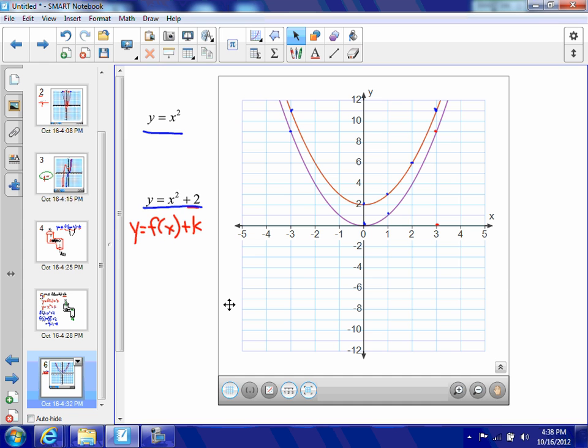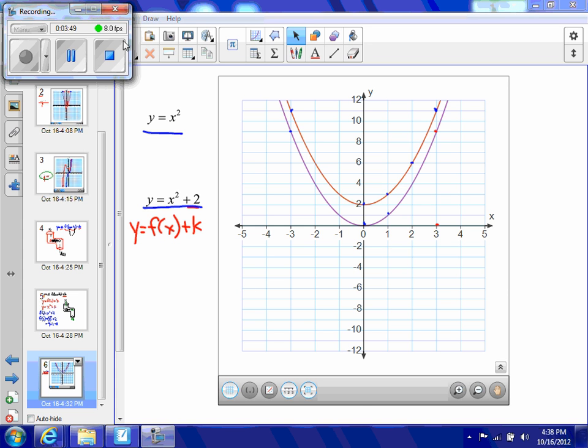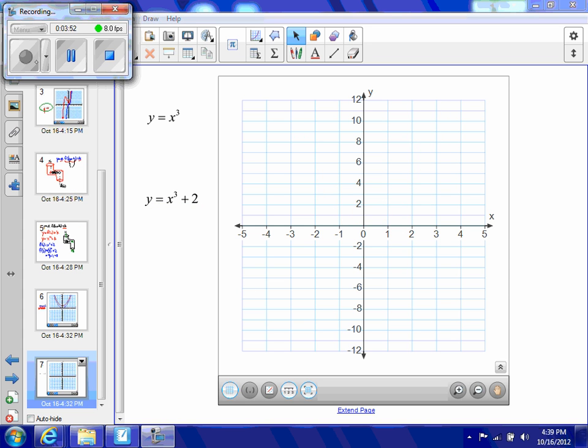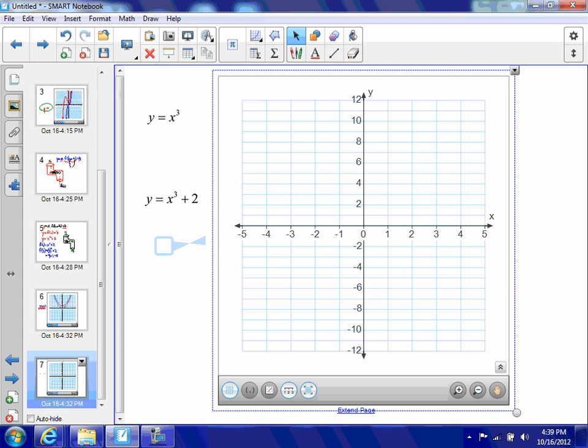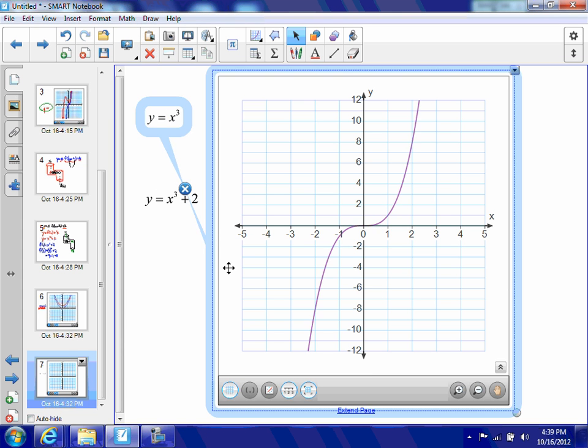So after my x goes through the squaring process, after my x goes through the function, I add my k, which is 2, and I just raise the graph vertically by those 2 points. Let's just look at the k for a different parent function, a parent function of x cubed. So now I'm going to look at what happens when I add a k of 2. It jumps up 2 in every single spot.